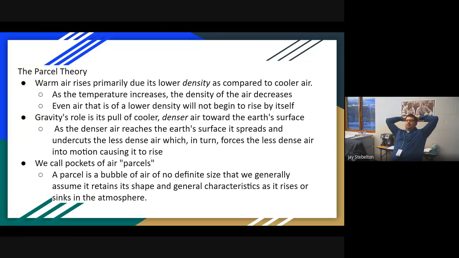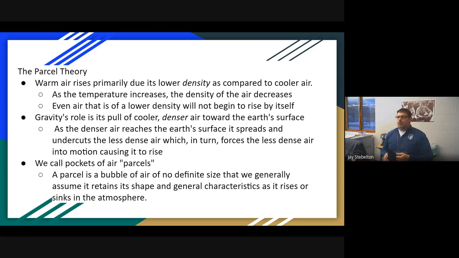Rising air is more unstable than non-rising air. In other words, the longer the air can rise, the more likely we have weather occurring because the air can continue to cool and form clouds.